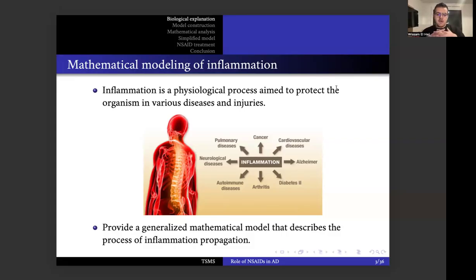Usually when we have a problem, we have a stimulus, and our body sets up the production of inflammatory mediators. Those inflammatory mediators tell our body that something bad is happening, and then the immune cells come to the region of inflammation and try to solve the problem, to remove this injury.